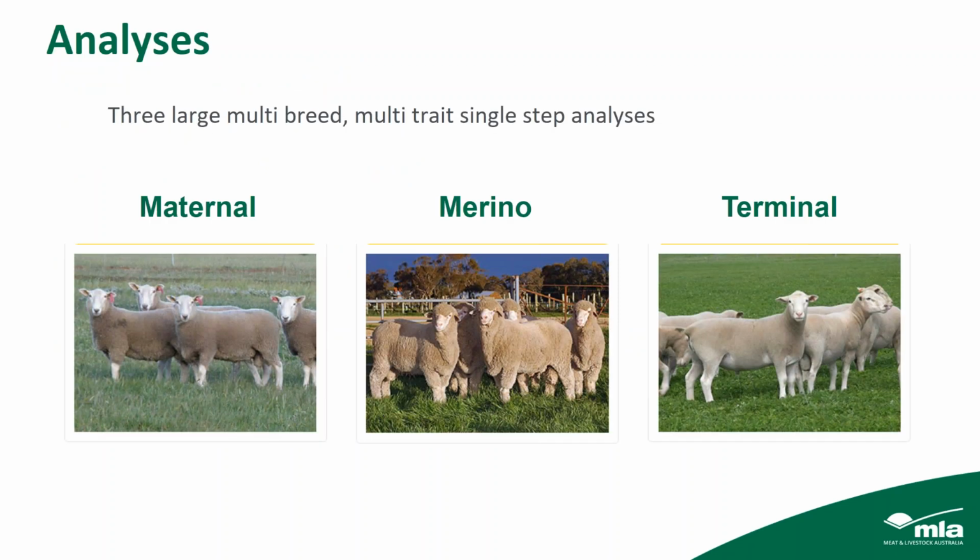So we have three large analyses. They're multi-breed, multi-trait, and world leading in the space because they're single-step analyses. We've got our maternal analyses. This includes self-replacing ewe flock type animals like Border Leicesters and composite maternals. We have our Merino analysis, so that includes Merinos from Australia and New Zealand. And then we have our terminal prime lamb analysis, which includes breeds like Poll Dorsets, White Suffolks, Texels, and we have animals in that analysis from New Zealand and other countries around the world.